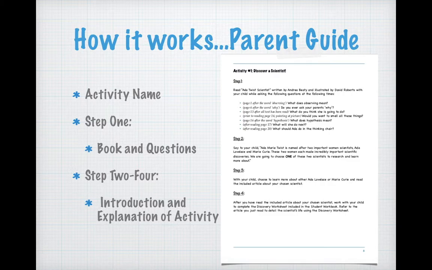1 article. And then step 4 is telling you that after you've read the article, you're going to fill out a discovery worksheet or graphic organizer, and this has questions that you just have to answer based on what you learned from the article. And this setup is the same for each page in the parent guide. It's going to tell you what the name of the activity is. Step 1 is going to tell you what book to read, what questions to ask, and then any remaining steps is going to tell you how to go about introducing and completing the activity.